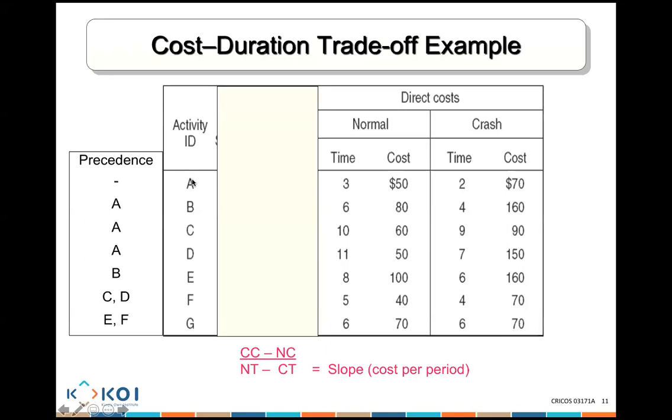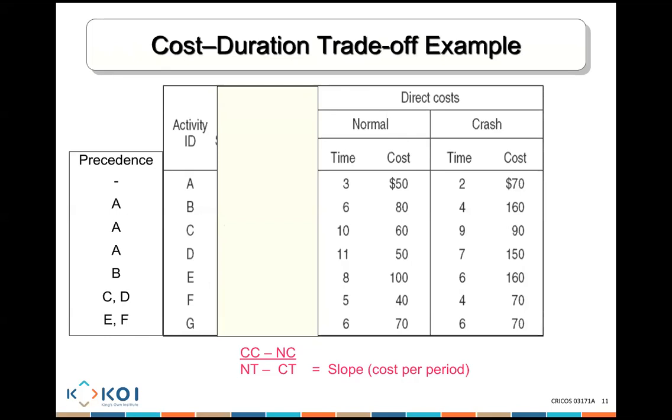You have for the network various activities, A, B, C, D, E, F, G. For these activities to be done, there are items or tasks that need to be done before them. If we talk about activity A, I can do activity A in 3 days. That's my normal time under normal conditions, and it is going to cost me $50.